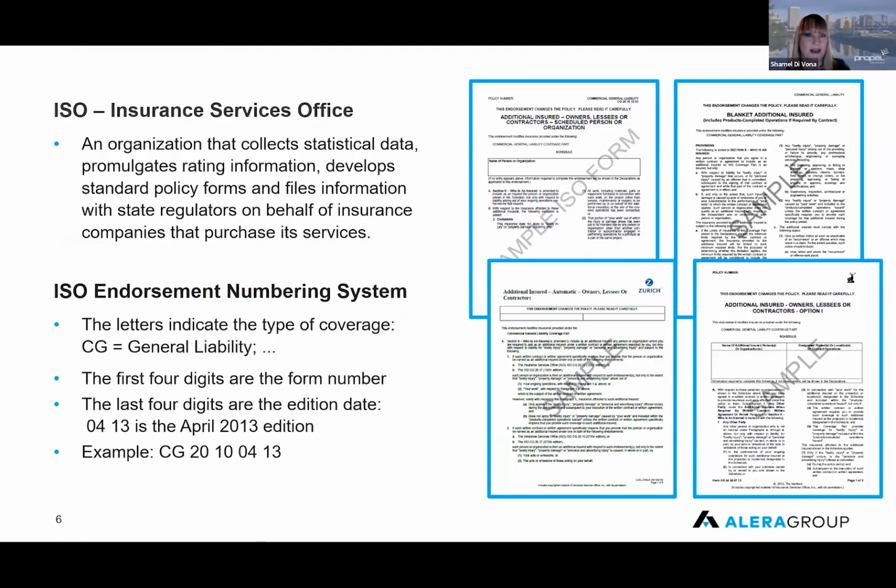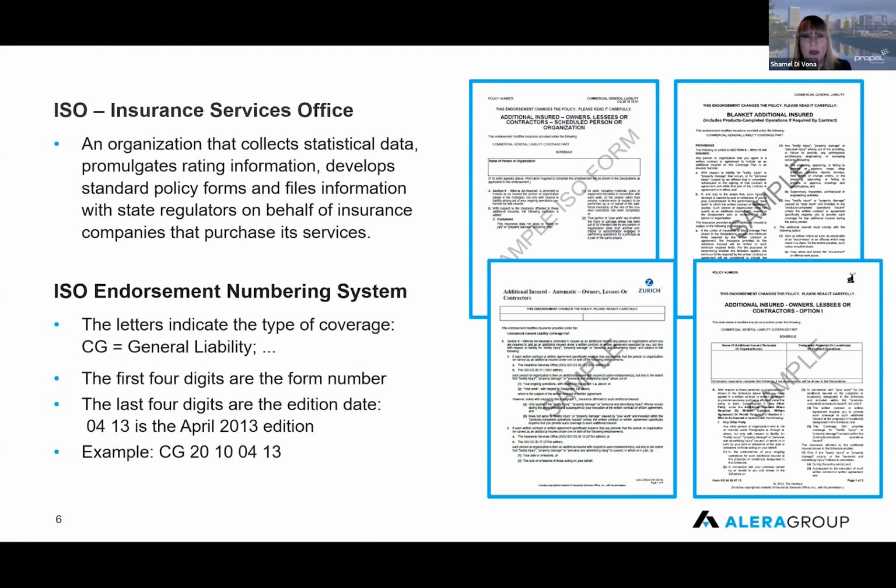Thanks, Tricia, and good afternoon, everyone. First, I'd like to give you a little background on ISO, otherwise known as Insurance Services Office. It is a company that, among other things, drafts and publishes insurance coverage forms, endorsements, and exclusions. In reviewing forms, it's helpful to understand ISO's numbering system. For instance, CG denotes that it's a commercial general liability type coverage form, while CA, for instance, indicates a commercial auto form.